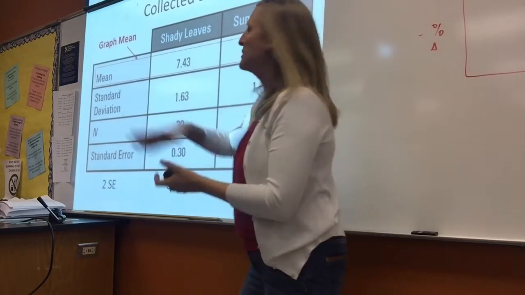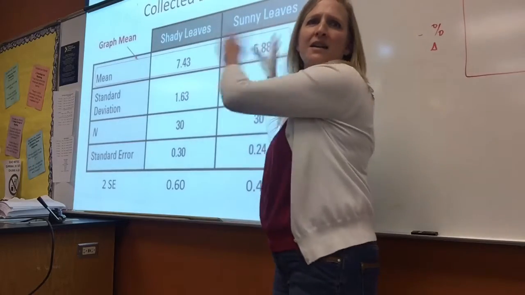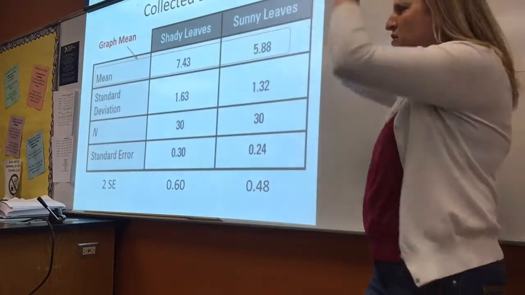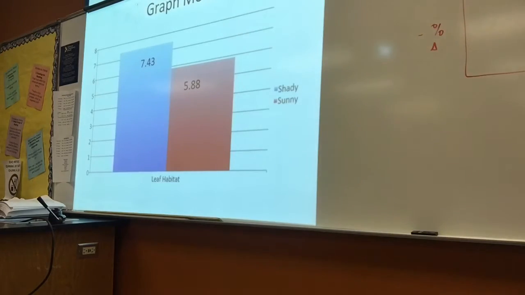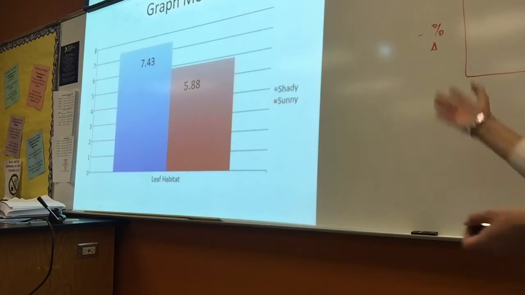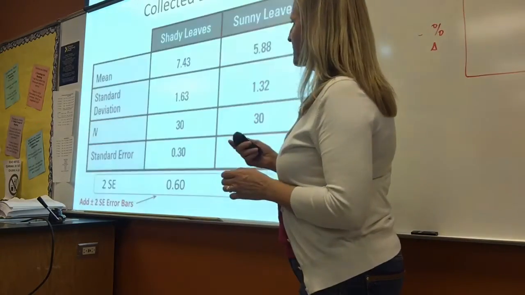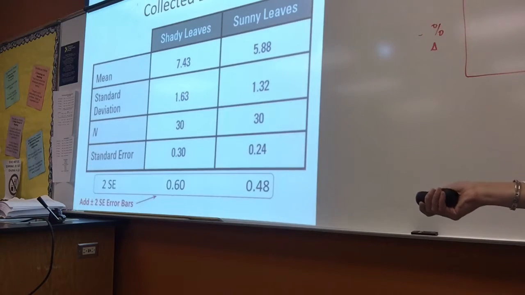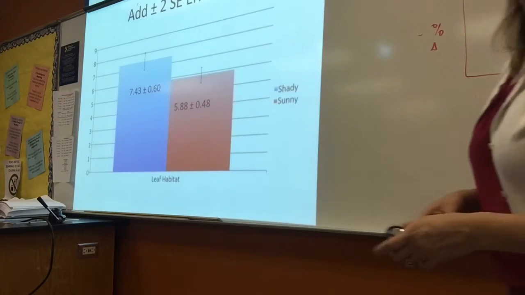This is not continuous data. So this data point and this data point are not dependent on each other in any way. There's no trend there. Does that make sense? And so therefore, we make a bar graph. When you're making a bar graph here, we have our two bars, the shady and the sunny. We have the means graphed there. The second thing we need to add is two standard error units, our error bars on our graph. And so this is important.